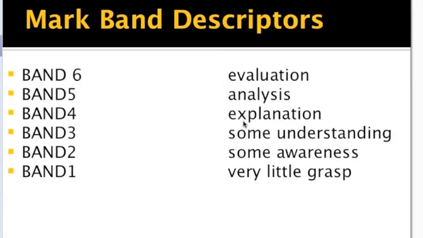This is a useful way of looking at the different bands and how you can move yourself from, let's start at band 3, showing some understanding, going to band 4, where you explained things in good enough detail, band 5, where you're starting to analyse, say the effects of language, and up to band 6, where you evaluate. You show real confidence about the text and the genre, and you can make judgments.